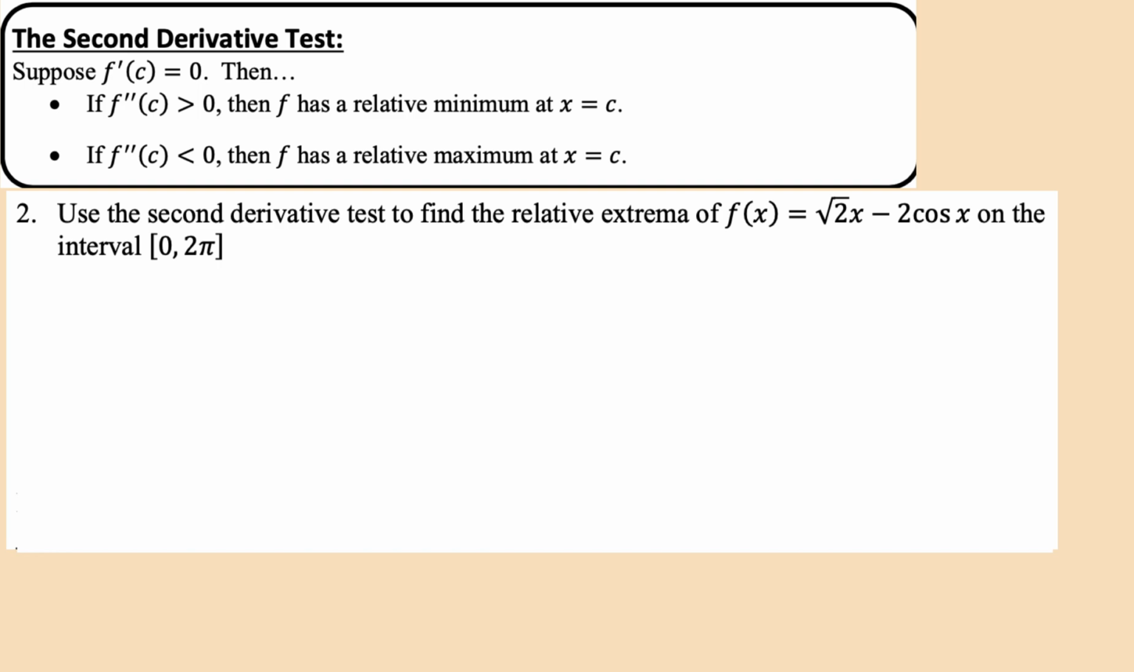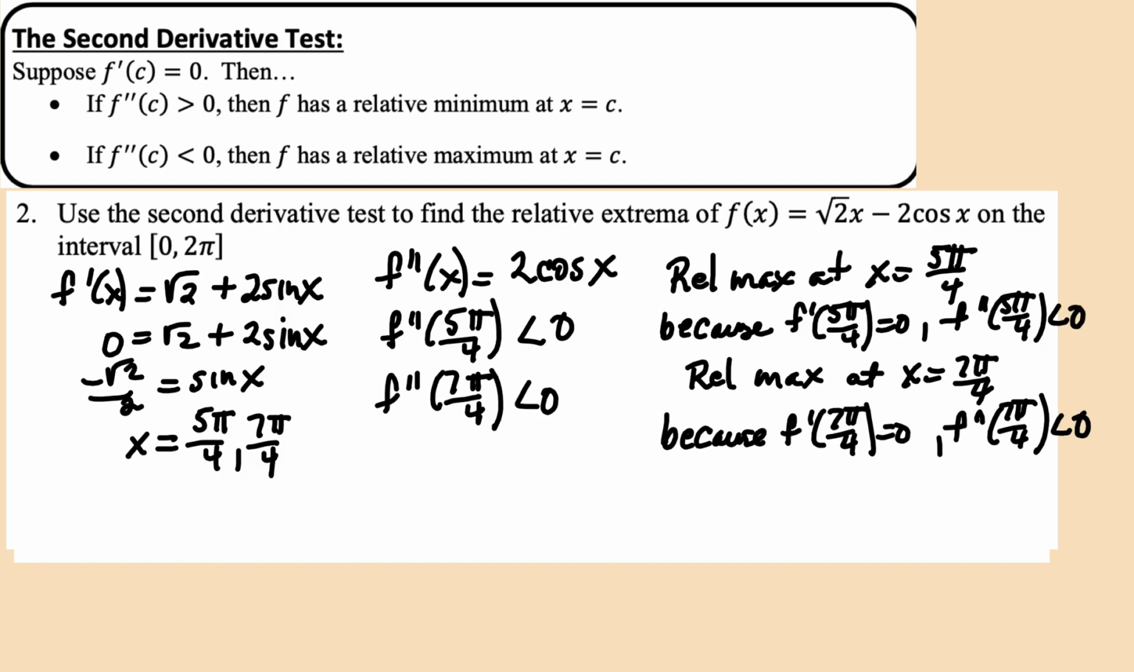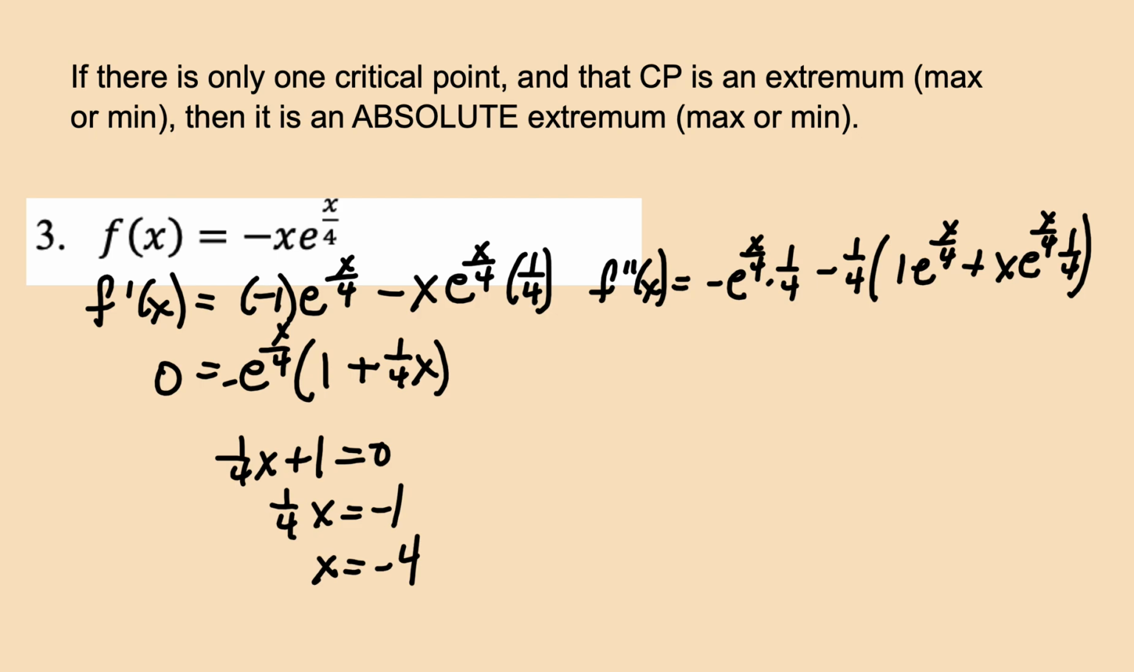And here's the answer. I took the first derivative and found my critical points, took my second derivative, evaluated my critical points, and noticed whether it was greater or less than 0, which made it so I was able to determine whether it was a relative max or a relative min. If there is only one critical point, and the critical point is an extremum, a max or a min, then it is also an absolute extremum.